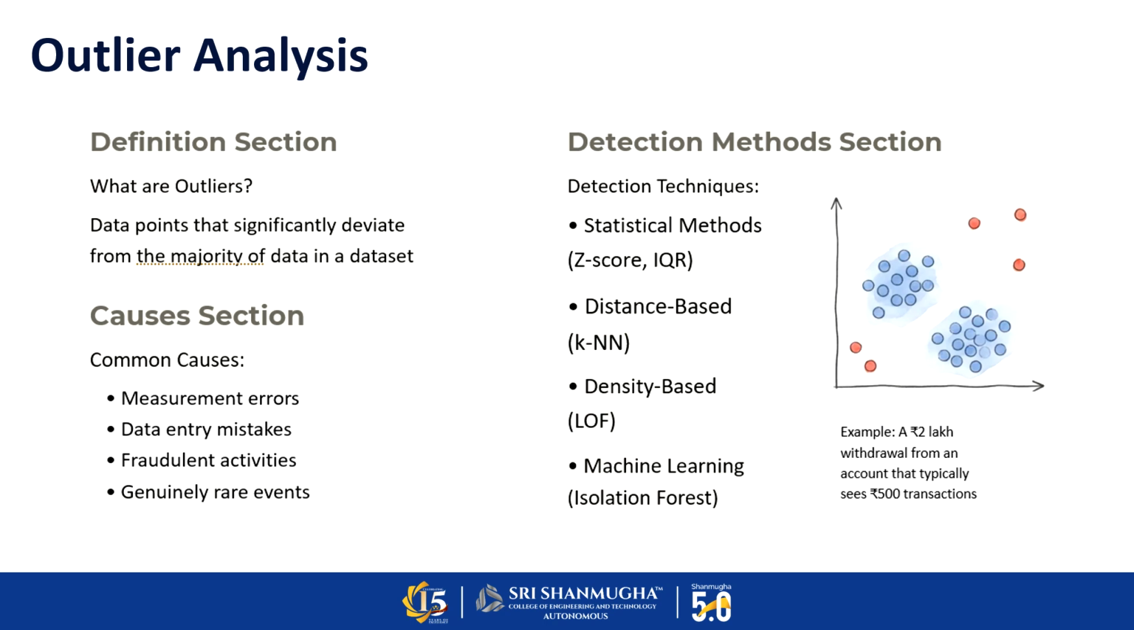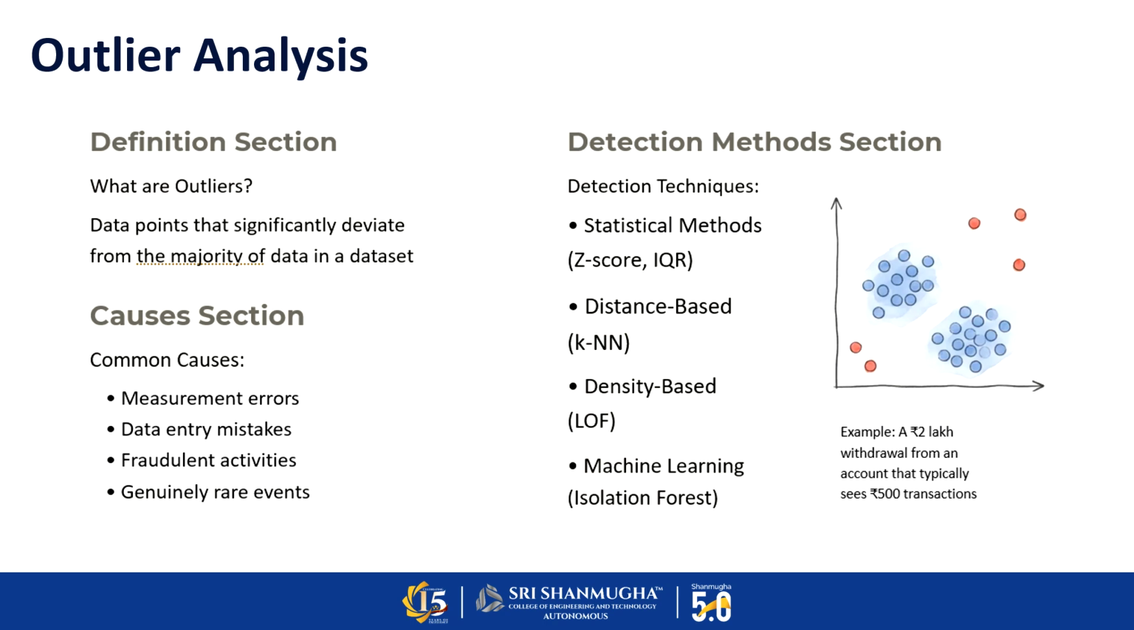Okay. A data entry mistake means typing 2 lakh instead of 20,000 for a salary. Then measurement error: a faulty sensor records temperature as 500 degrees Celsius when all others show 25 degrees Celsius. Then fraudulent activity: a credit card suddenly used in 10 different countries in 1 hour. So these are the causes of outliers.